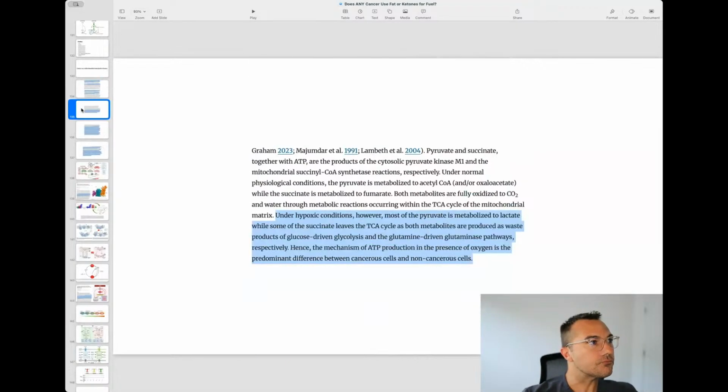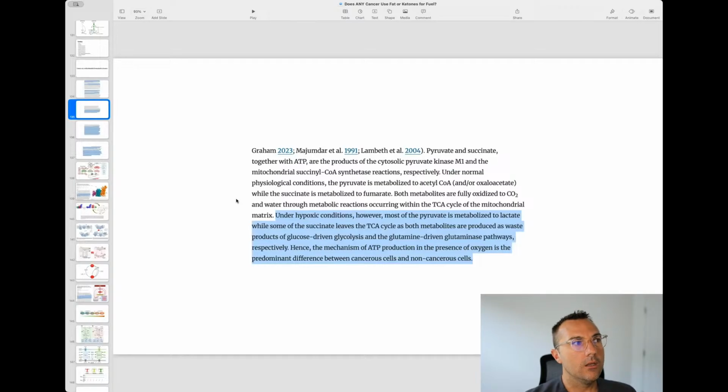So later in the paper, in the same section, it says, "Under hypoxic conditions, however, most of the pyruvate is metabolized to lactate, while some of the succinate leaves the TCA cycle as both a metabolite. Metabolites are produced as waste products of glucose-driven glycolysis and glutamine-driven glutaminolysis pathways, respectively. Hence, the mechanism of ATP production in the presence of oxygen is the predominant difference between cancerous cells and non-cancerous cells."